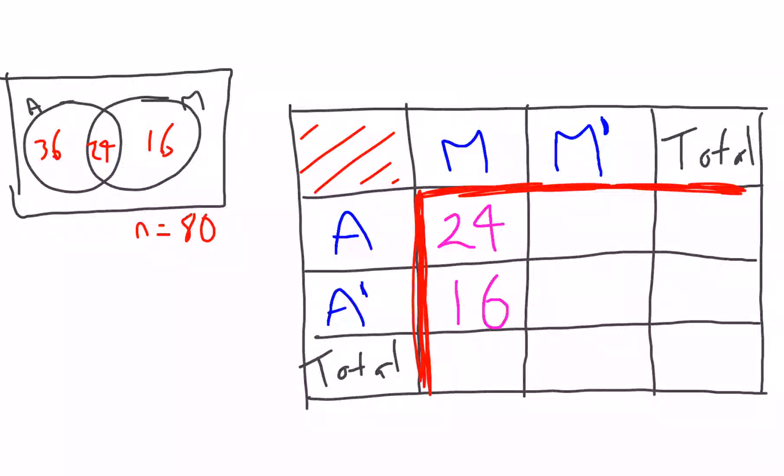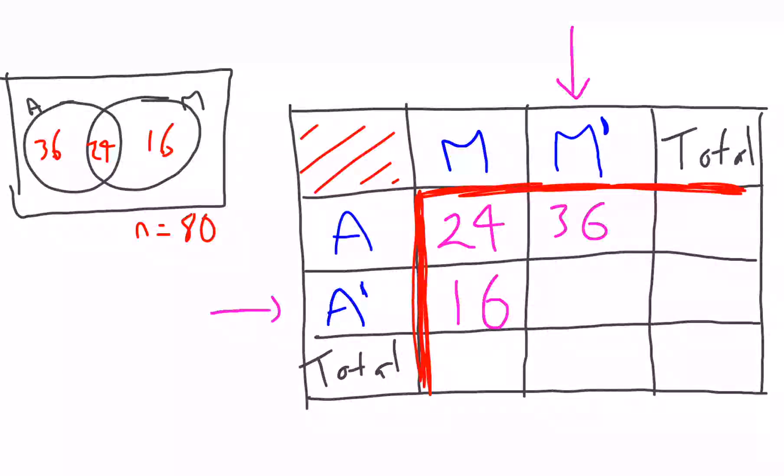So the next students we can put in are these students. They do art but don't do music. So they are in the yes, we do art row and no, we don't do music column. 36 who do art but not music. Now from there, we've almost finished. We just need the students who don't do art and they don't do music.